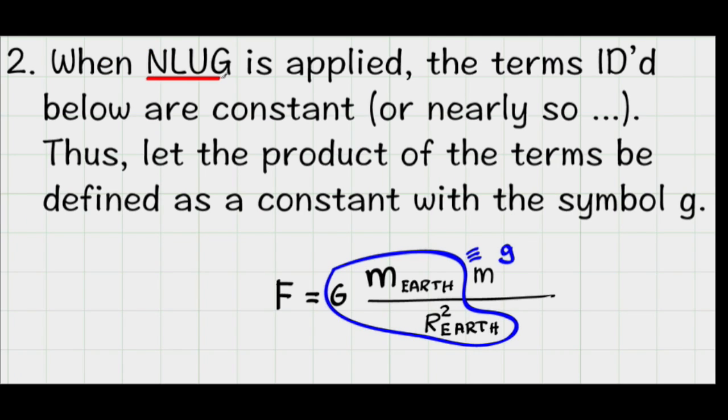Next, I claim that in Newton's law, the terms identified below are constant, and we can group these terms and let this equal a new constant, which will give the symbol the lowercase g. The gravitational constant, capital G, is certainly constant. The mass of the Earth would be certainly constant. Now, this is actually the distance from the center of mass of the Earth to the center of mass of any other body. And I'm going to next argue that this is approximately constant.